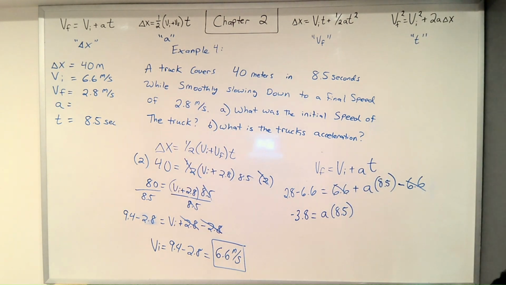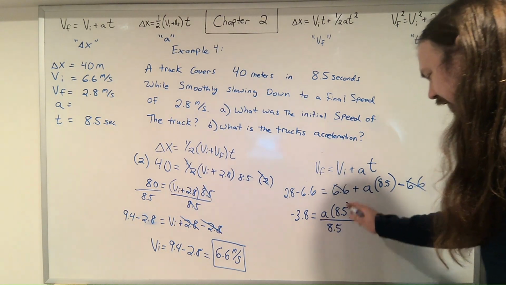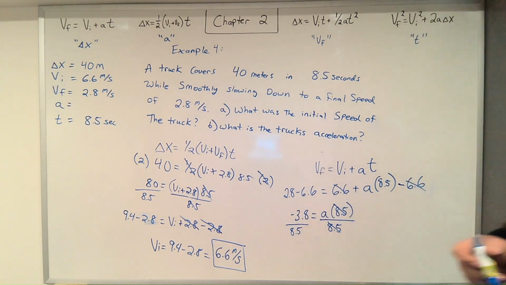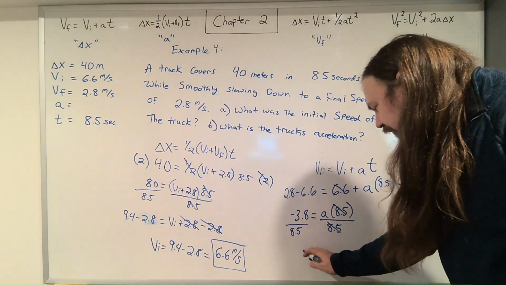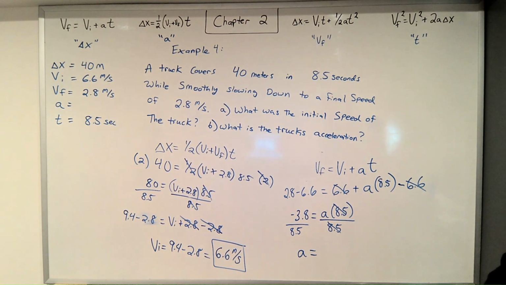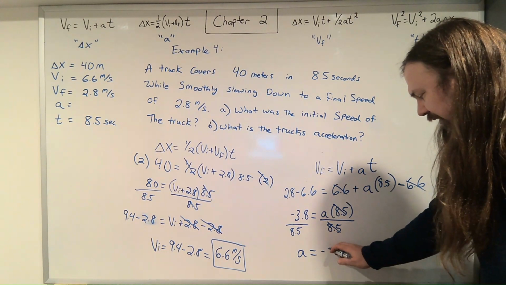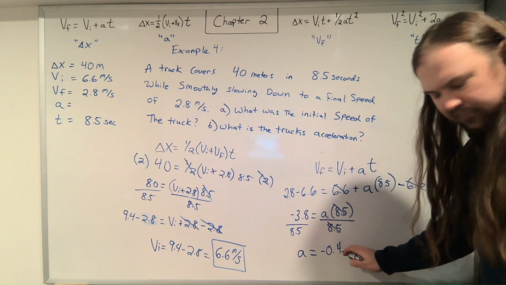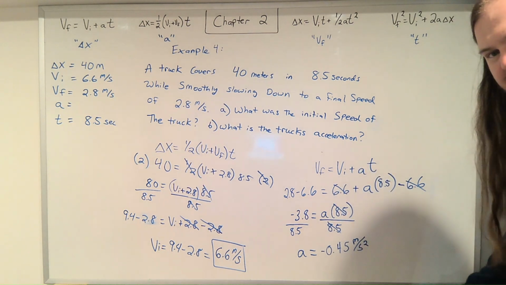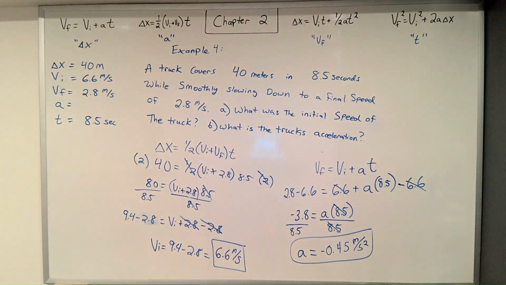times 8.5. Now, I got to get rid of the 8.5. How do I do that? I divide it by 8.5. One on top, one below. These are going to cancel. I also need to divide this side by 8.5. Now I'm at the final end. I can flip this around and I can say that A is now equal to, what is negative 3.8 divided by 8.5? If you plug into your calculator, you should get a negative 0.45. And acceleration would be meters per second squared. And there we've got our answer for part B of this.